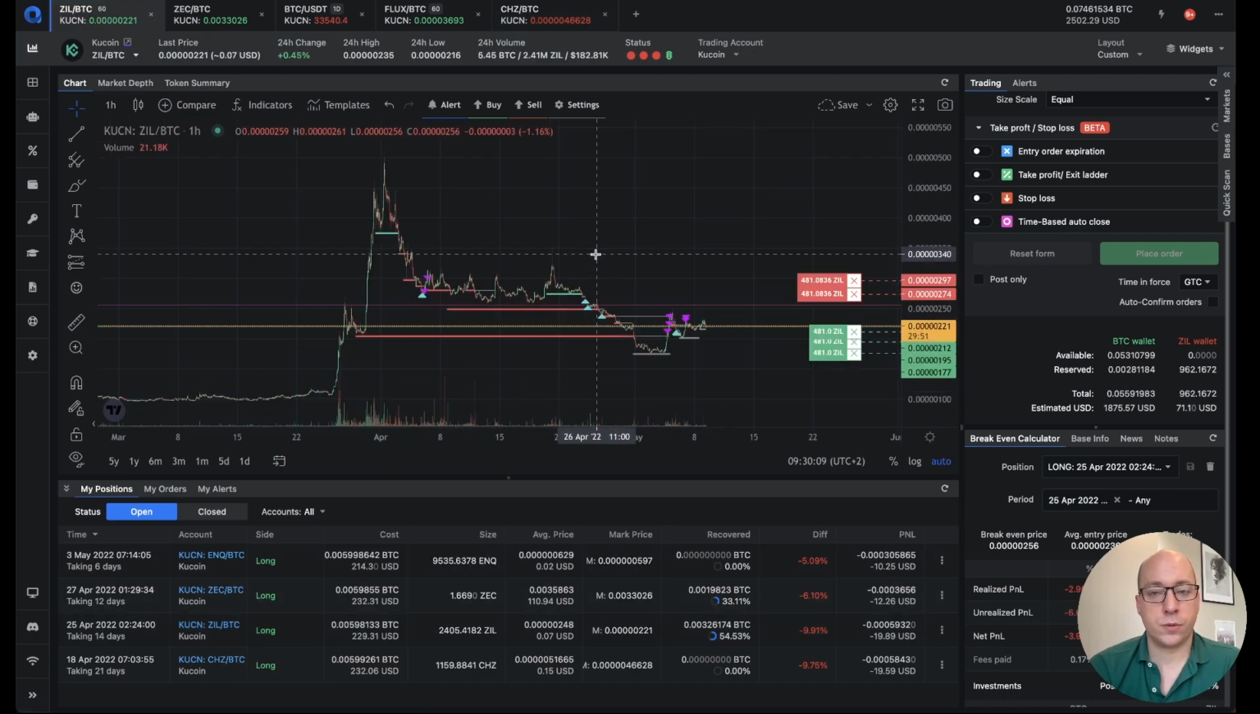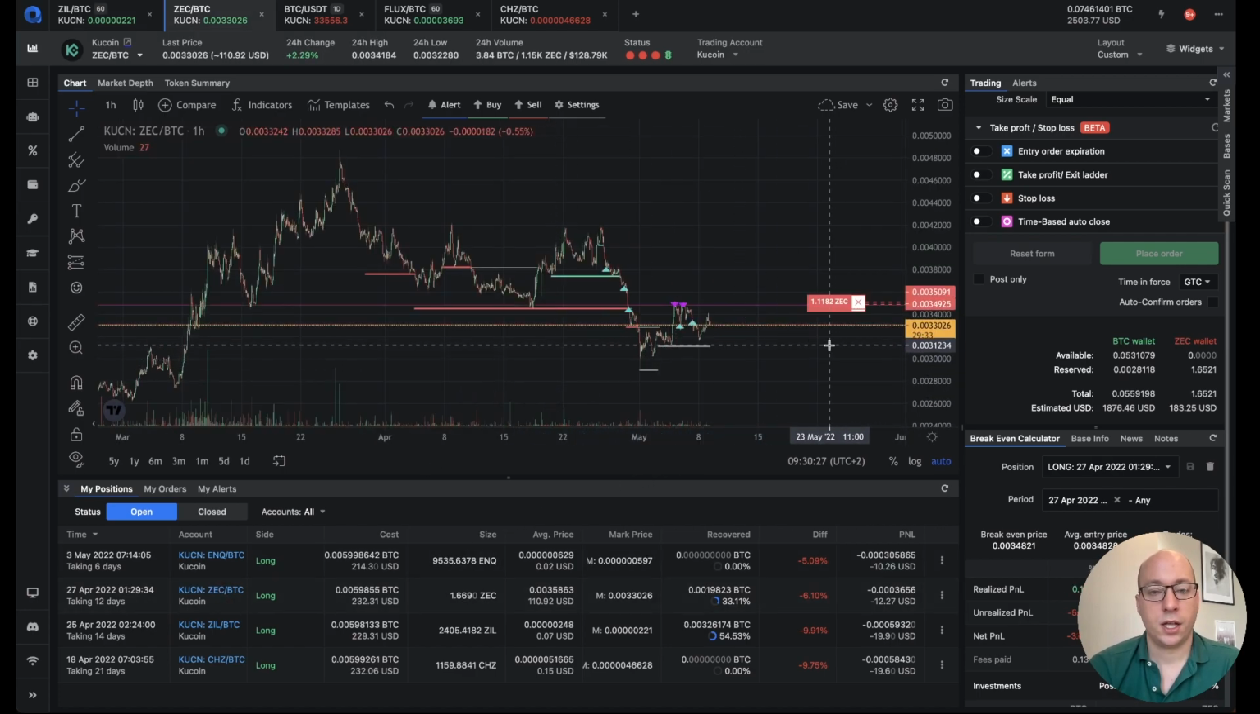Then we'll have a look at Zil. Zil's also taken 2 weeks already, but this one is already fully boxed in. We don't mind if it goes down, and we don't mind if it goes up. So that's the best position that we have, and we just have to wait to see what the market does.